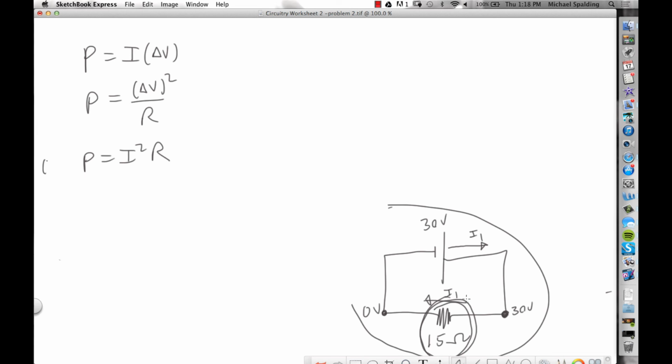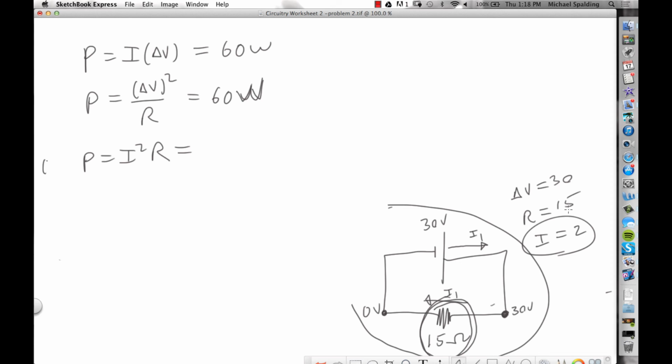Which one can we use? Actually, any of them, because we know everything about this diagram. The delta V is 30, the resistance is 15, the current is 2. So you get the same answer no matter what. P equals I delta V gives 60. V squared over R is 900 over 15, which is 60 watts. I squared R is 4 times 15, 60. No matter which one you use, you get the same answer.